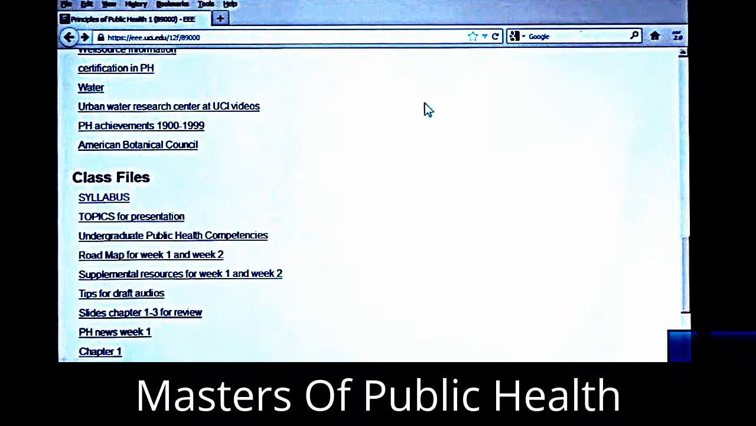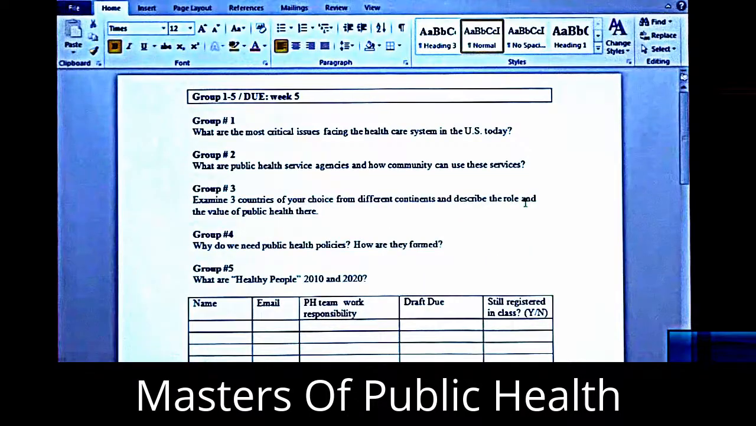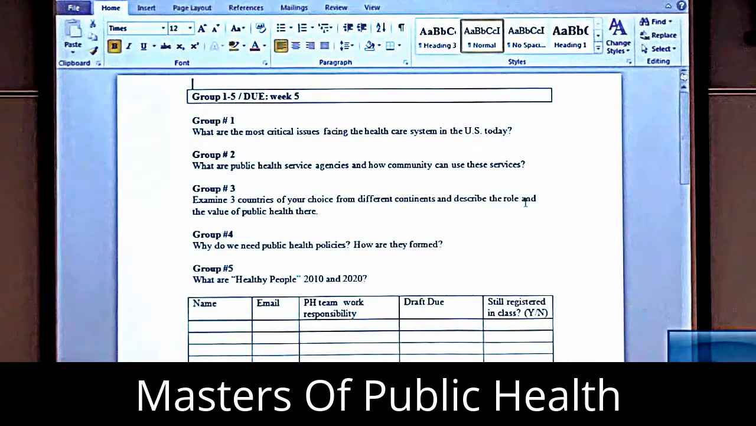I usually spend a lot of time on it in the first class. Here are the topics. So please check the topics and find out whether you are really interested in them. Some of them are about the healthcare system, public health service agencies, and different countries, because it's also very important to compare how public health works on the global level. What are the public health policies? Can any of you name an example of a public health policy? What could be a public health policy?